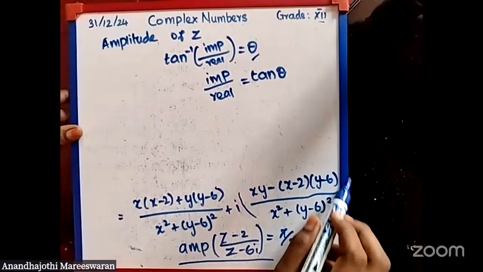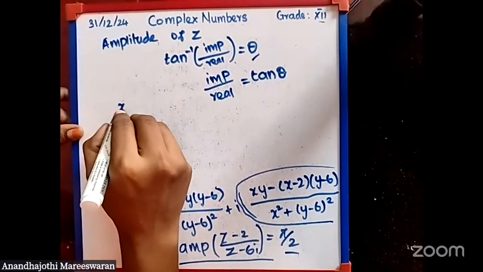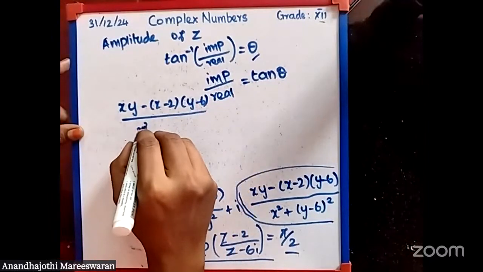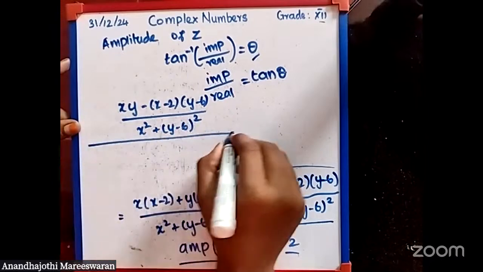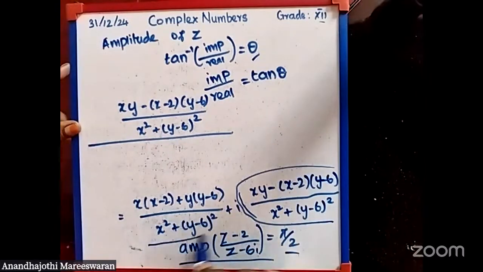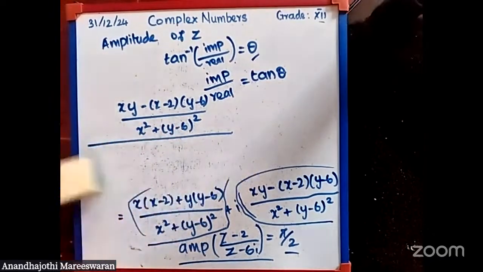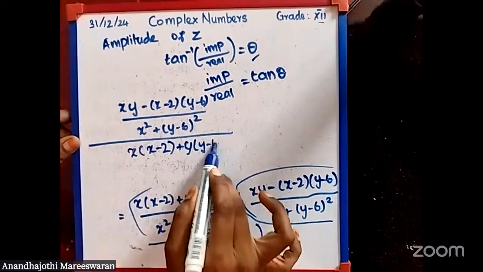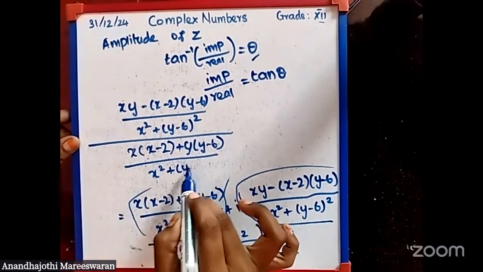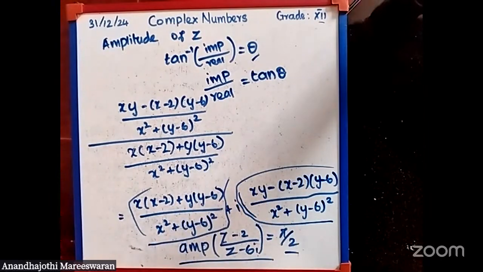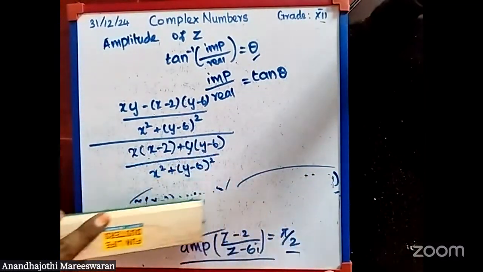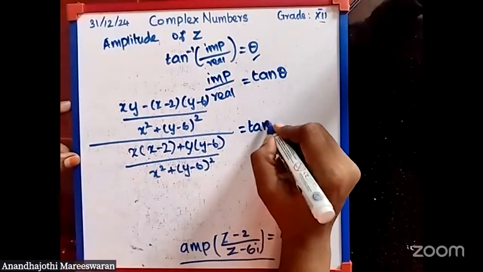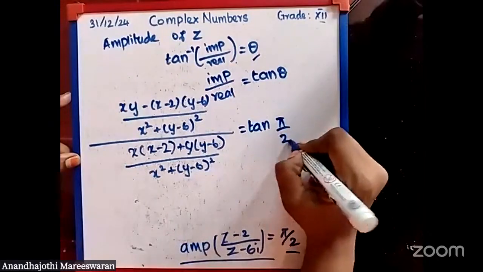What do we have as the imaginary part? The entire term: xy minus (x minus 2) multiplied by (y minus 6), divided by (x squared plus (y minus 6) the whole square), divided by what we have in the real part, this entire term: x multiplied by (x minus 2) plus y multiplied by (y minus 6), divided by (x squared plus (y minus 6) the whole square), equals tan theta. What do we have here? Pi by 2.